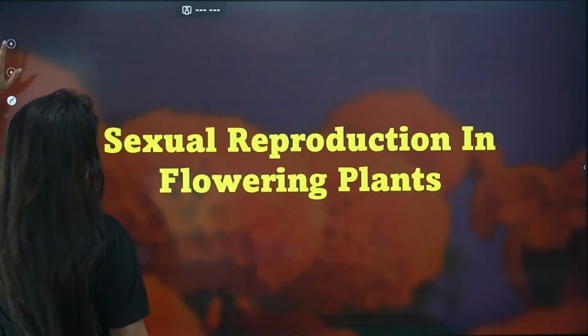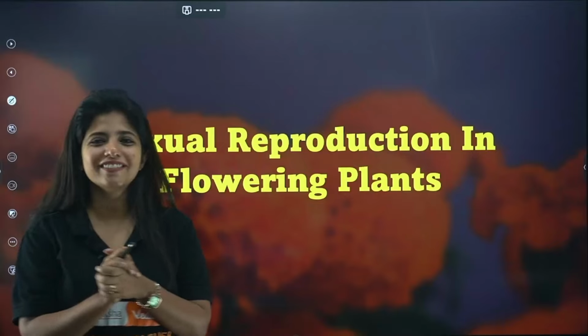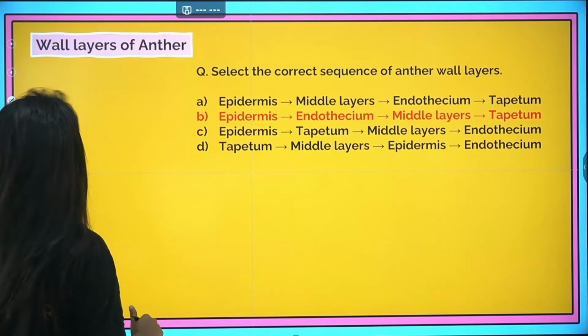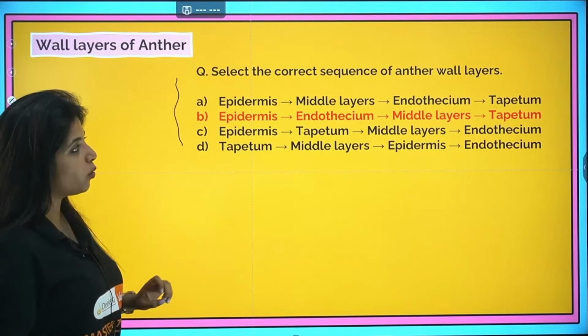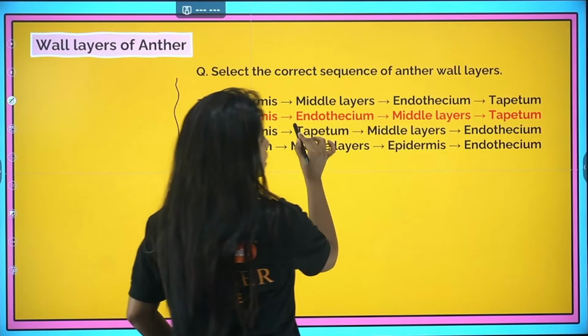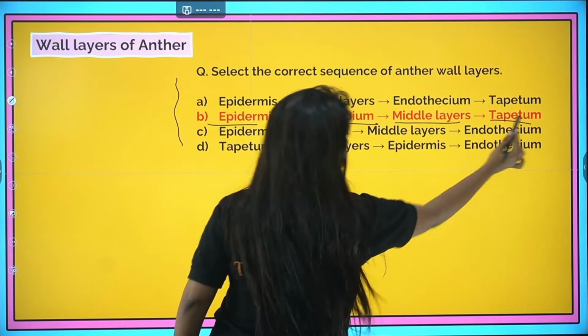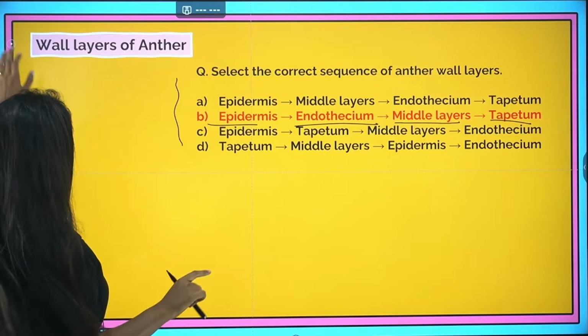That's all. Cool. And now we come to the next thing, that is sexual reproduction in flowering plants. Over here again we have certain MCQs. Select the correct sequence of anther wall layers. So you have to talk about the anther wall. First is epidermis, then comes endothecium, then the middle layer, and then tapetum. You would be asked to make the diagram of the anther as well, so make sure you're going through it.